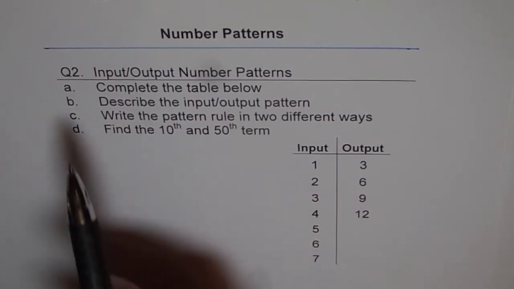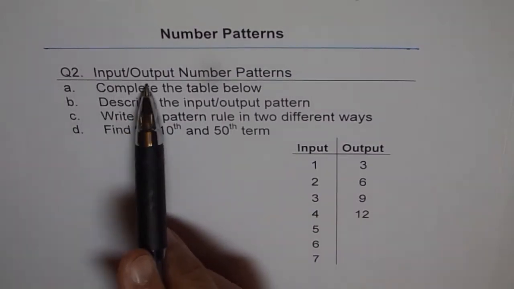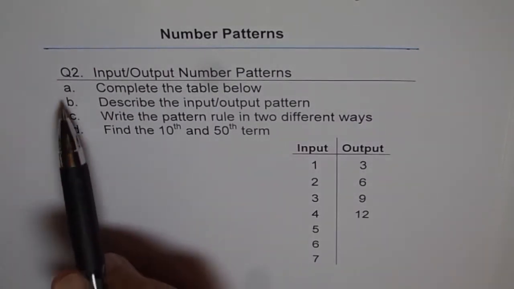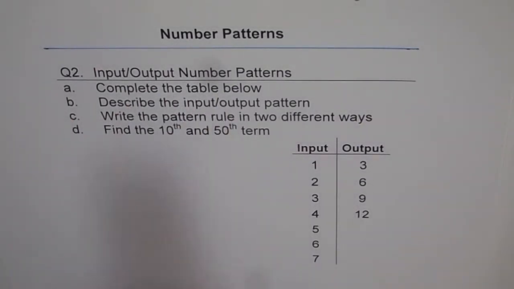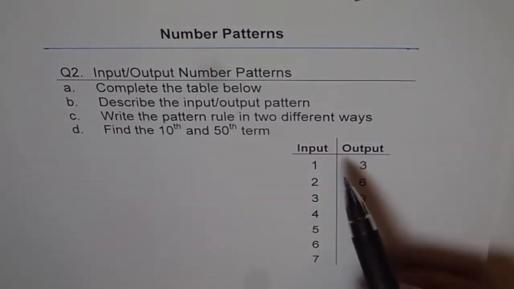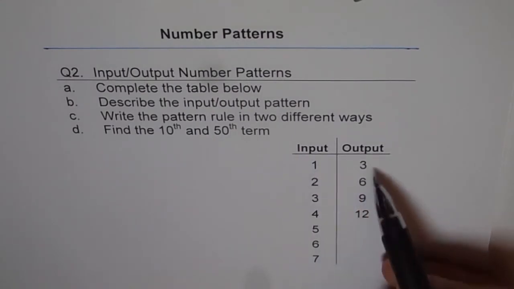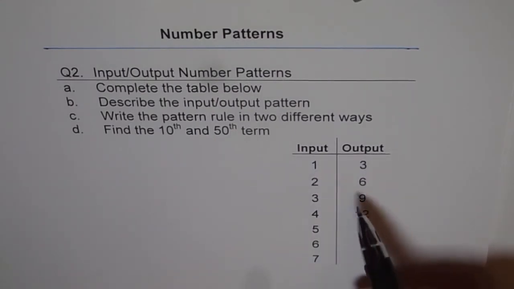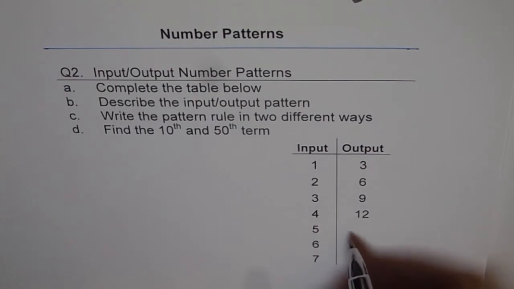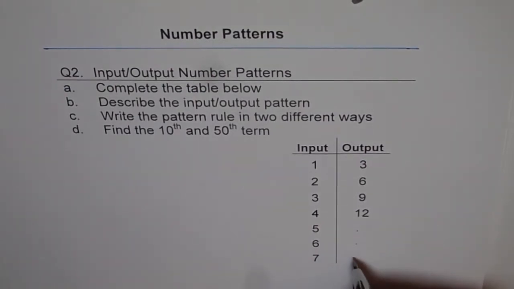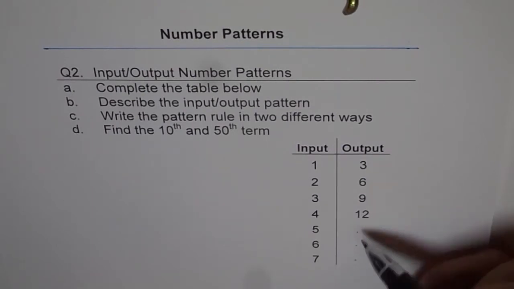Number patterns. Question 2. Input-output number patterns. A. Complete the table below. Here is the table. We are given a set of inputs and outputs, right? You need to complete the table, which means write down these terms. That should not be very difficult. See the trend, understand the pattern and fill them up, okay?